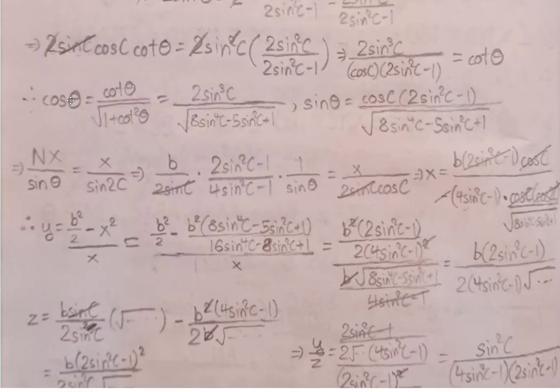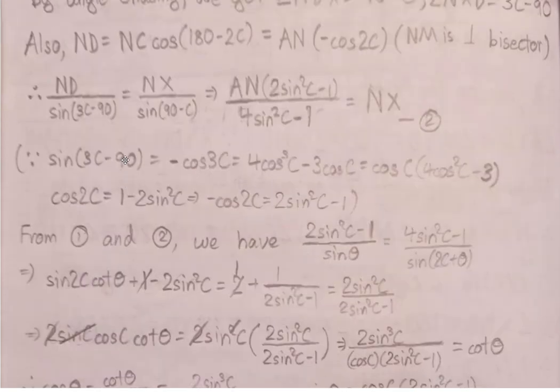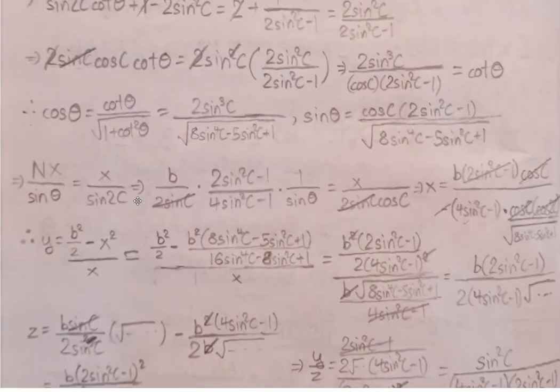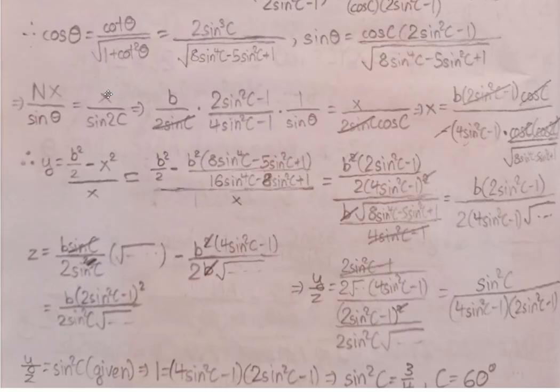Express cos theta in terms of cot theta. Nx by sine theta, we basically use the equations we had for nx before. Nx by sine theta is equal to x by sine 2c. So we use that to get the value of x, which evaluates to be something like this. It's pretty annoying, but it looks not that hard.